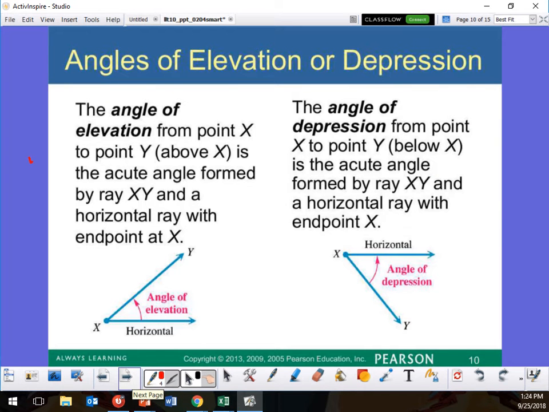So, think of it like this. The second vocabulary is, if I am feeling down, how am I feeling? What would be another way of saying that you feel down? Depressed. You are depressed, right? Sad. So, the angle going down is the angle of depression.